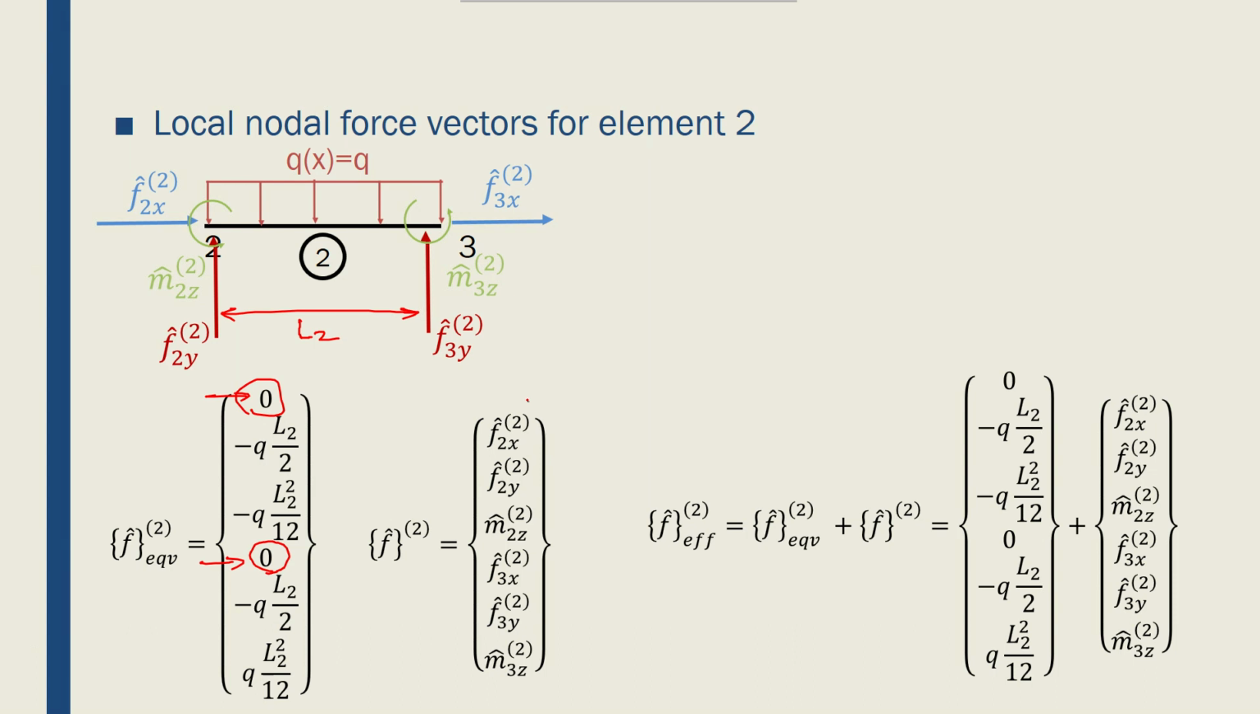And the nodal forces that we're looking for, depending on the boundary conditions, they could be either reaction forces or external forces, are written like this in the x, y, z direction for each node. Now here, effective nodal force is equal to equivalent nodal force plus the nodal forces we're looking for. And this time this is not 0, so we're going to have to add these two 6x1 vectors to create the total effective nodal forces for element 2. And then going from there, we can solve for the problem.